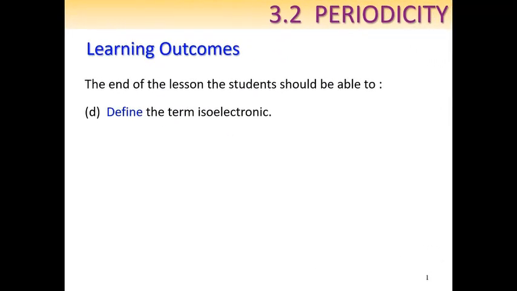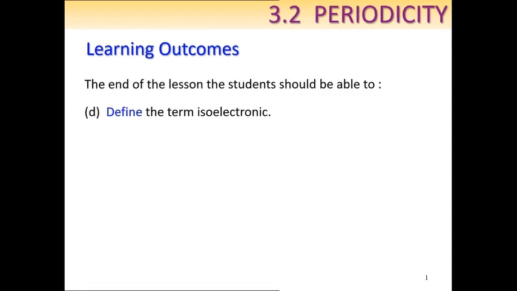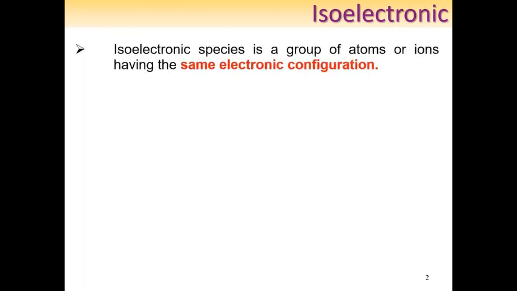What I would like to do in this presentation is to describe what isoelectronic species are. It is one common trend that we typically investigate in the periodic table. Iso means same, electronic means electron. So obviously, isoelectronic species is a group of atoms or ions that has the same number of electrons and the same electronic configuration.